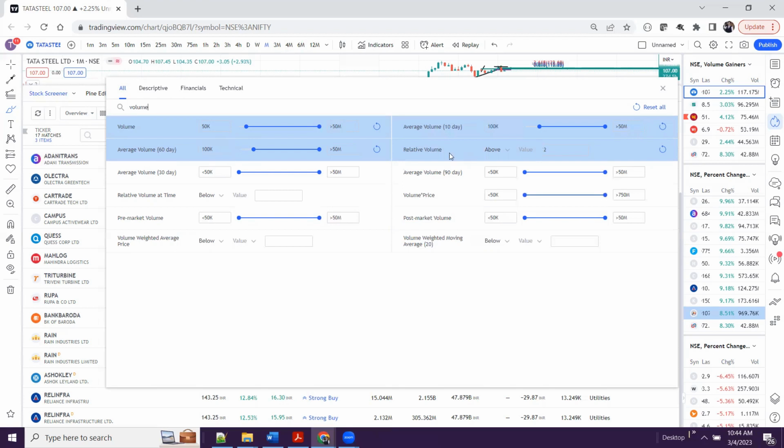One more important filter is that relative volume is above 2. It means the volume is greater than the average volume for this stock. Likewise, you can see there are average volume 30 days, 90 days. Although I have not considered them as of now, you can change them on your own.